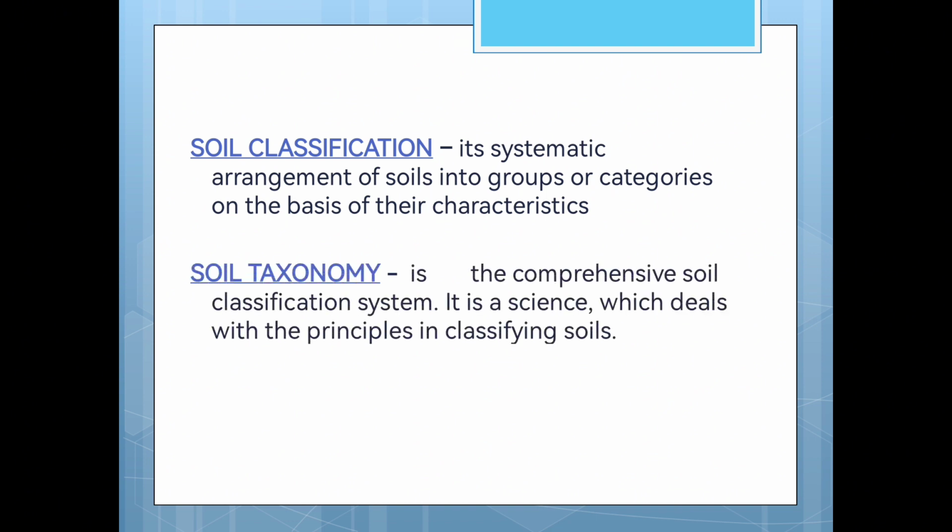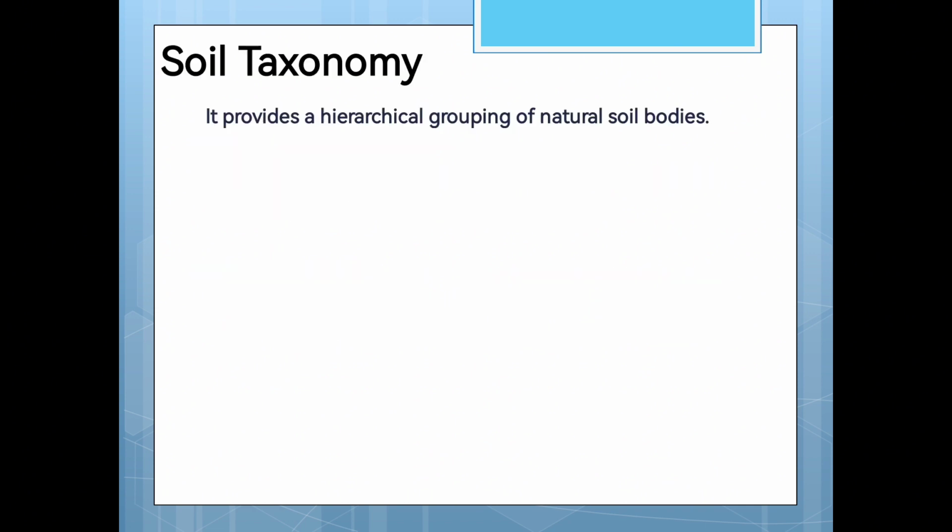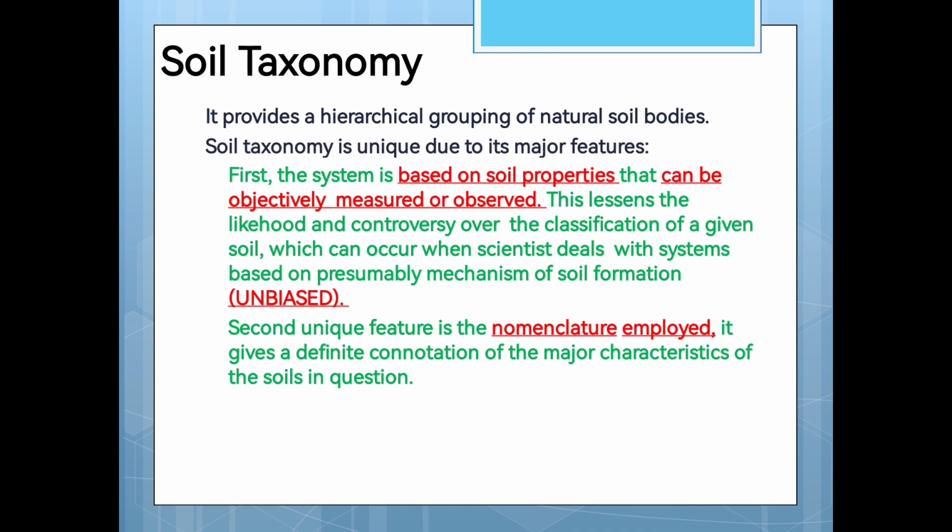Soil taxonomy, on the other hand, is the comprehensive soil classification system, and it is a science which deals with the principles in classifying soils. Soil taxonomy provides a hierarchy grouping of natural soil bodies, and this is very unique because of these features. Number one is soil taxonomy is based on soil properties that can be objectively measured or observed.